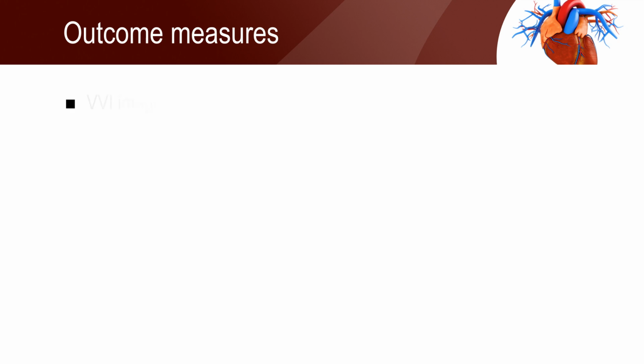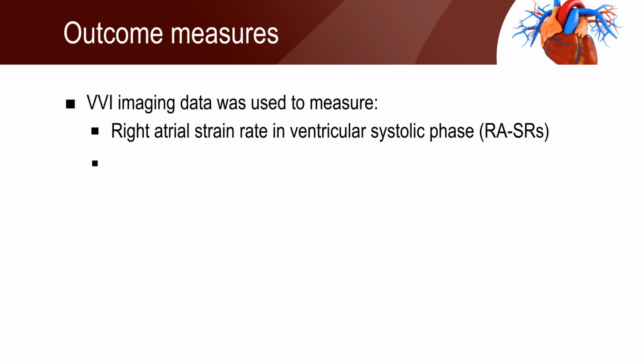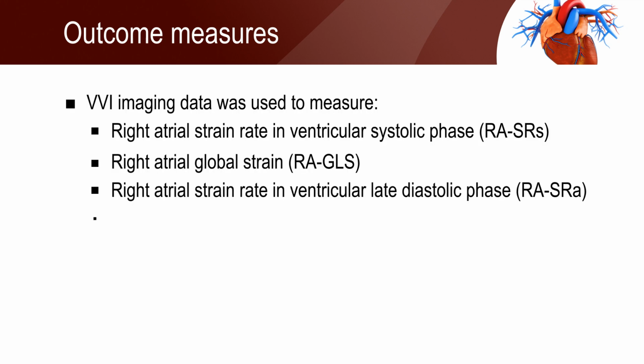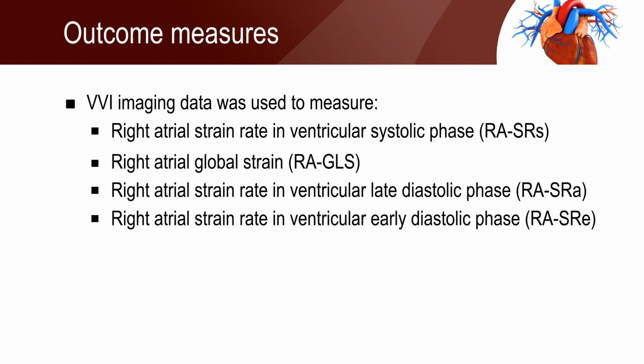The velocity vector imaging data was used to measure the right atrial strain rate in ventricular systolic phase, right atrial global strain, right atrial strain rate in ventricular late diastolic phase, and right atrial strain rate in ventricular early diastolic phase.